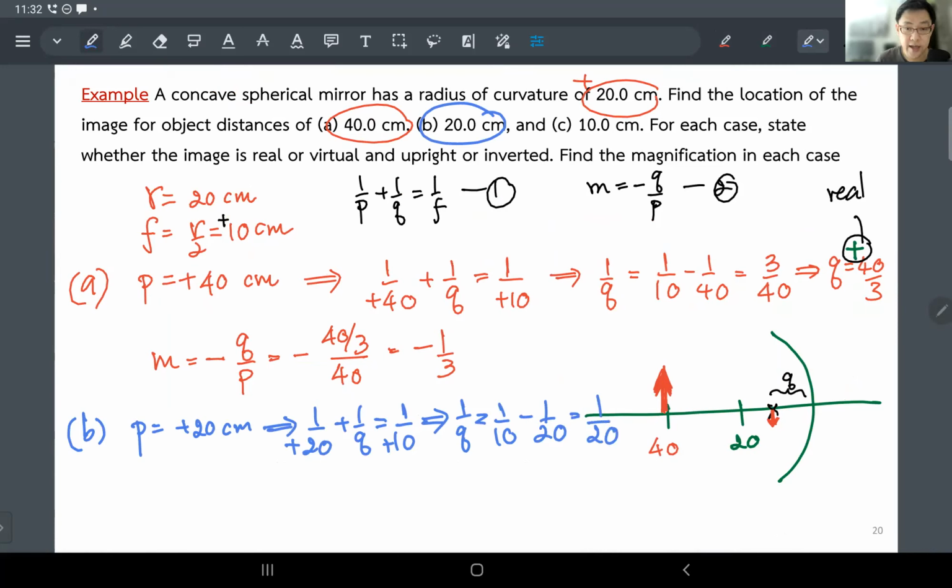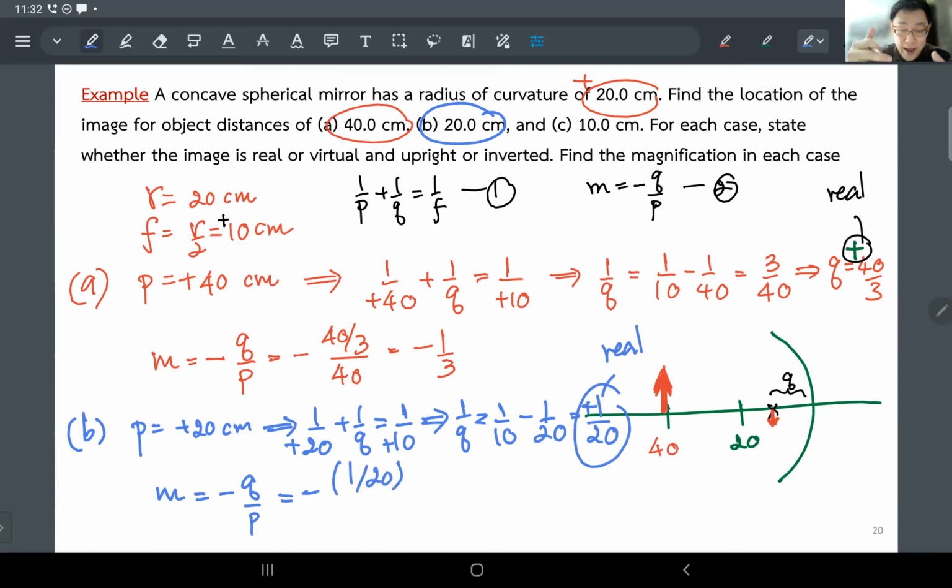Isn't that nice? And what you have over here is still positive, which is fine. You still have positive. So that means the positive of this one means you're going to get a real image. What about the magnification? You take M to be negative Q over P. The Q you just already calculated, it's 1 over 20.